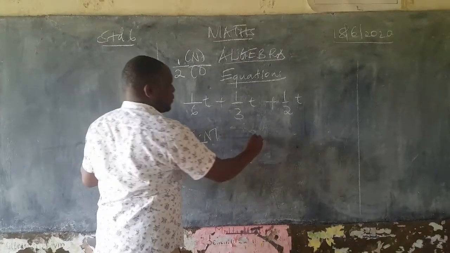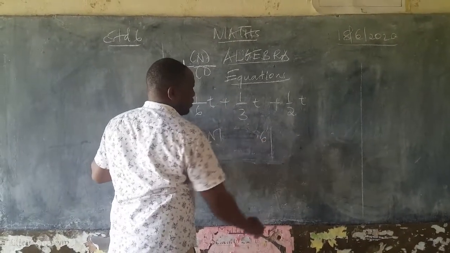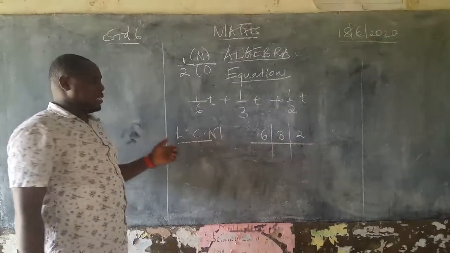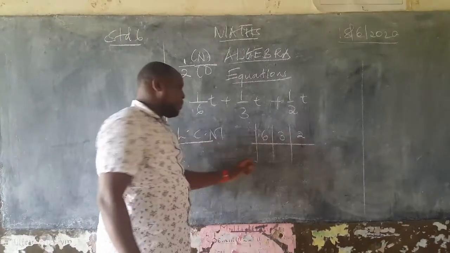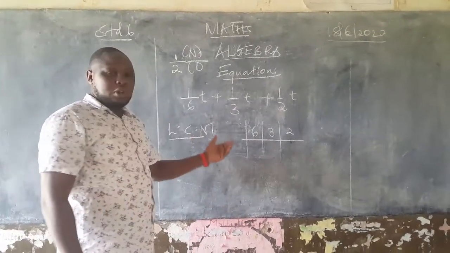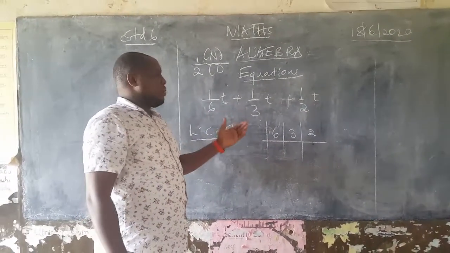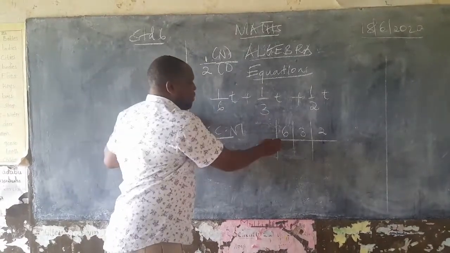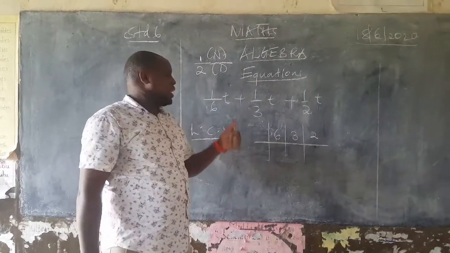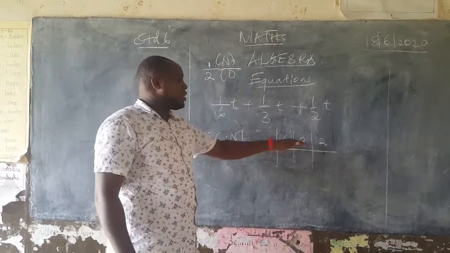So you write 6, you write 3, and then you write 2. We want to get the LCM. So we are looking at the least number that can divide any of these numbers, any of those numbers, not all the numbers. When it becomes all the numbers, that becomes GCD. So which number is the smallest that can divide any of these numbers? You realize that the smallest number that can divide any of these numbers is 2.